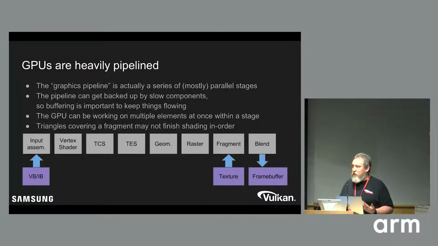So in particular, if you have a load of shading happening on triangles, all of which are writing to one fragment, they may not finish shading in the order that you're expecting them to, because there's a load of stuff happening in parallel.